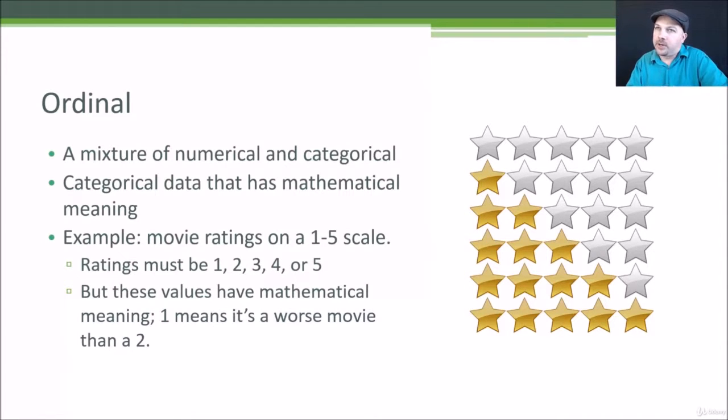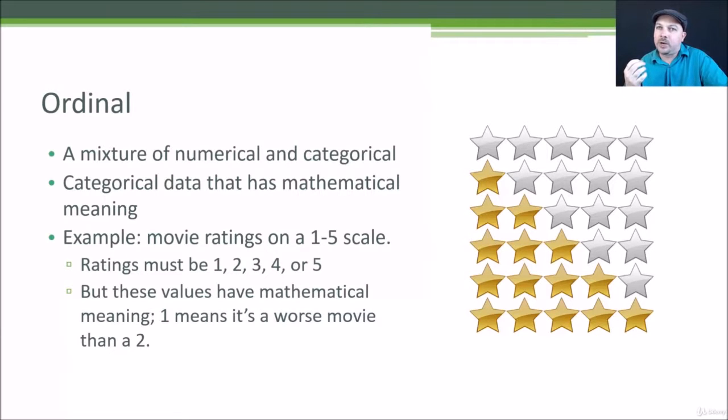And the last category that you tend to hear about with types of data is ordinal data, and it's sort of a mixture of numerical and categorical data. A common example is star ratings for a movie or music or what have you. So in this case, we have categorical data in that it can be 1 through 5 stars, where 1 might represent poor and 5 might represent excellent, but they do have mathematical meaning. We do know that 5 means it's better than a 1.